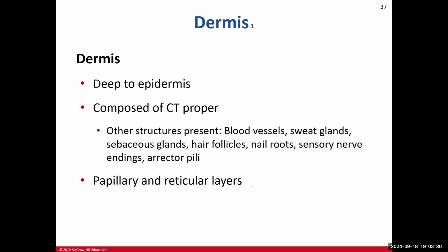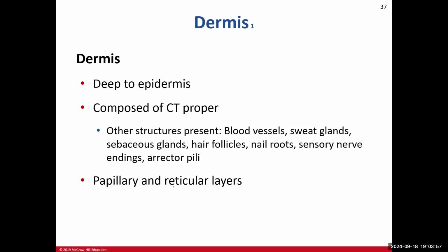Okay, so the next layer, the second layer to our skin, is the dermis. This is the deeper layer. This is the thicker layer, but there's only 2 sublayers in our dermis. This is where we're going to find all the stuff here. Right? So if you look here, when we talk about this, we'll move through this relatively quickly. All these structures here: blood vessels, sweat glands, sebaceous glands, hair follicles, nail roots, sensory nerve endings, and erector pili.